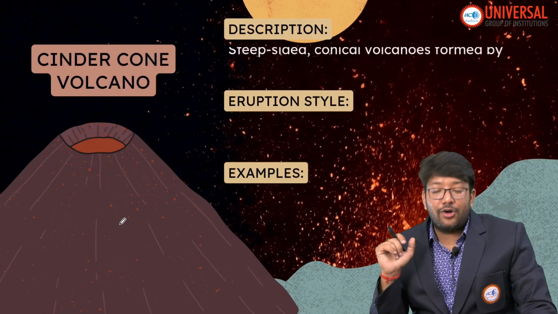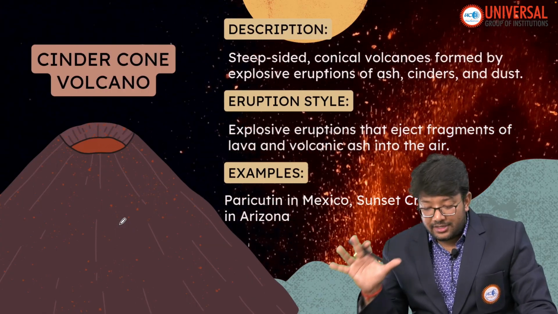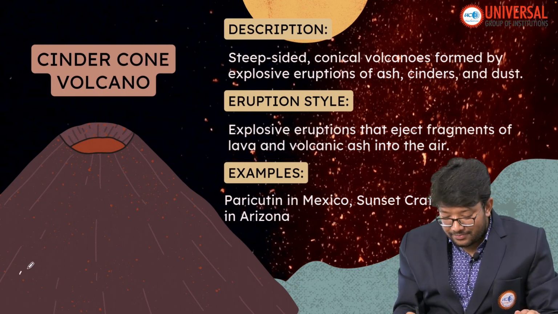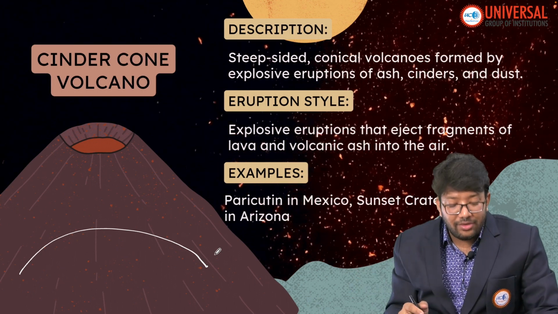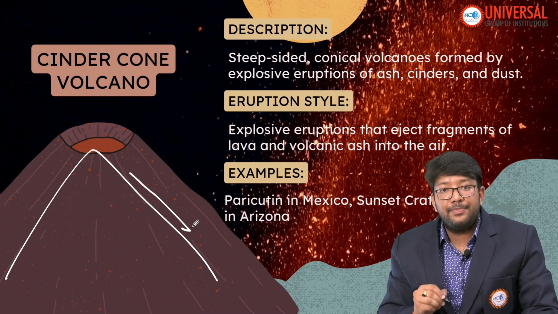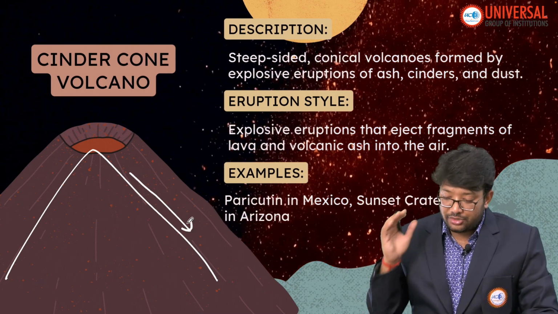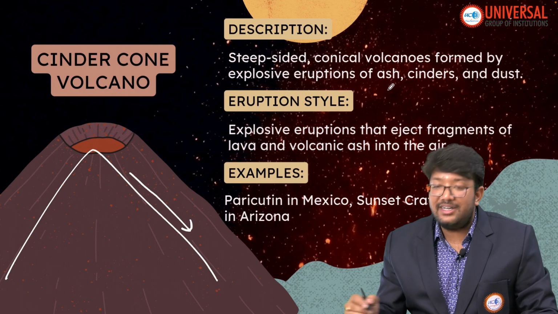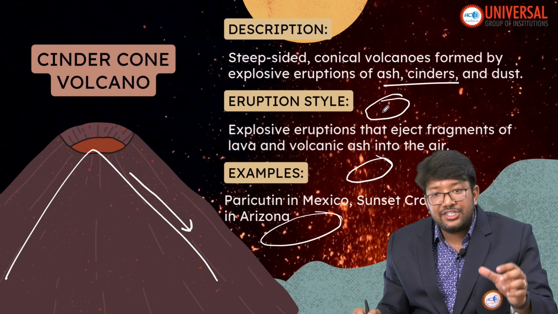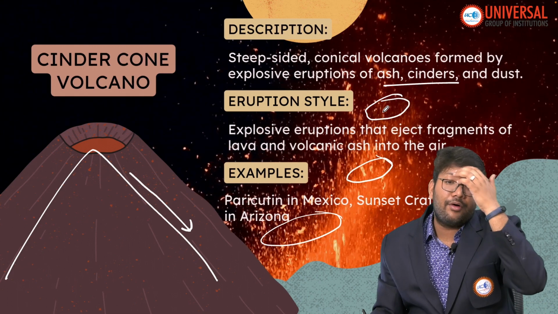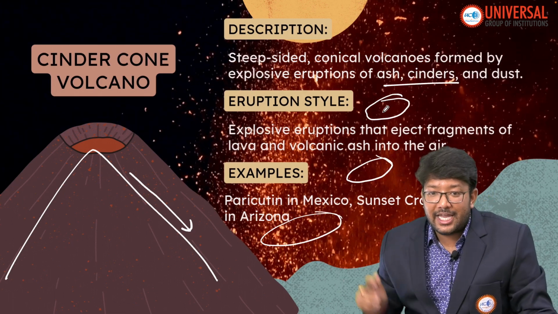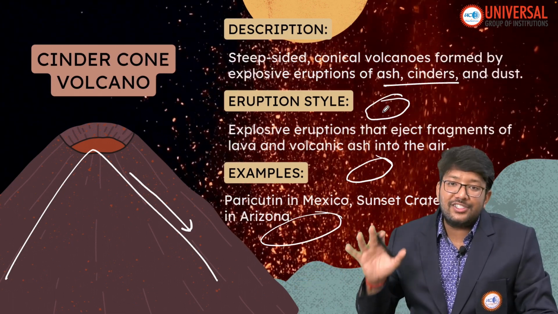Second type of volcano is cinder cone volcano. Cinder cone has steep sides. The shield one was like this, like a shield, but cinder cone, as the name itself suggests, is like a cone, like a triangle. So it has steep sides, and these are conical volcanoes formed by explosive eruptions of ash, cinders and dust. As you can see in the video itself, these debris are coming out. These are the ash, the dust, the rock particles coming out of cinder cone volcanoes. So what type of eruption is it? Can you see clearly, the eruption style is explosive.